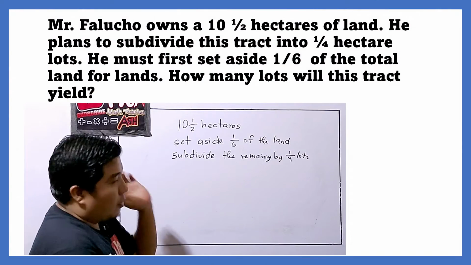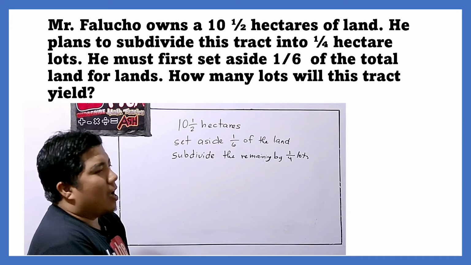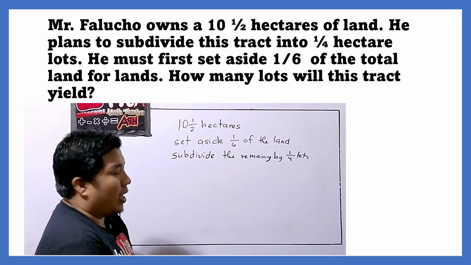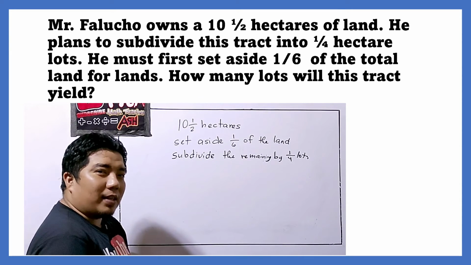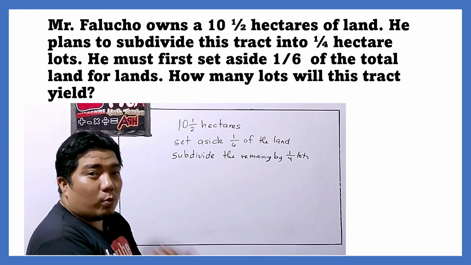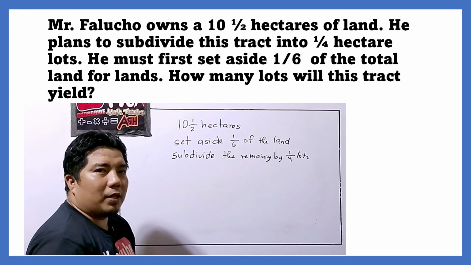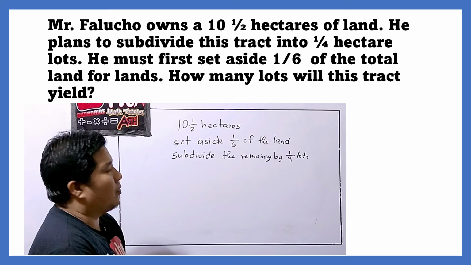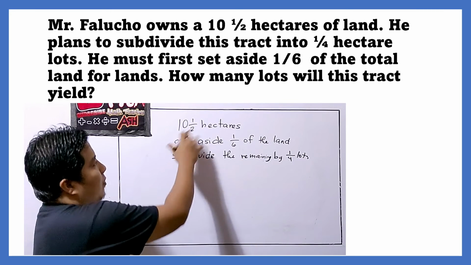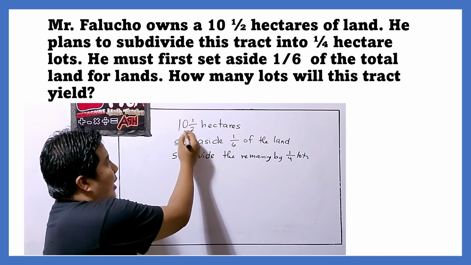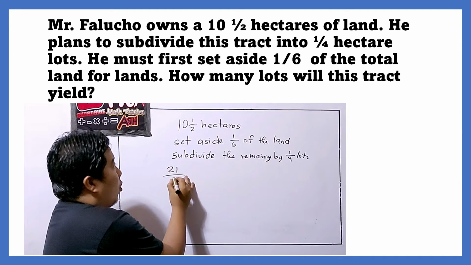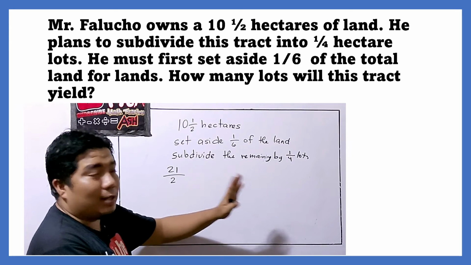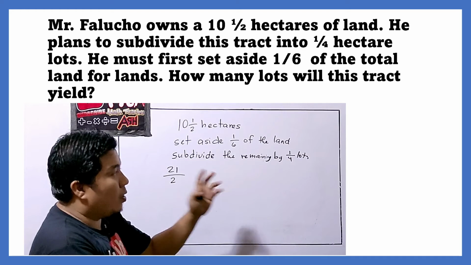Okay, my dear math learners, for this next problem, it was asked, how many lots can you make out of the 10 1/2 hectares of land, in which you need to set aside first 1/6 of the land, and the remaining will be divided into 1/4 lots. So, in order for you to easily answer this problem, you need to convert the 10 1/2 hectares of land into a fraction. So, if you convert 10 1/2, this will become 10 times 2 plus 1. So, that is 21/2 hectares of land.